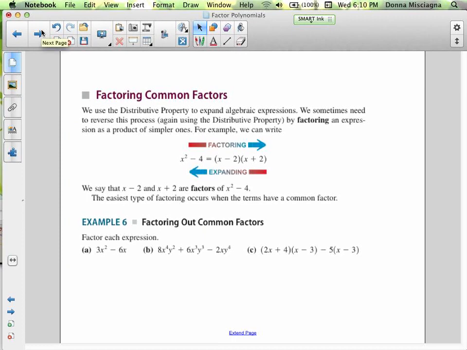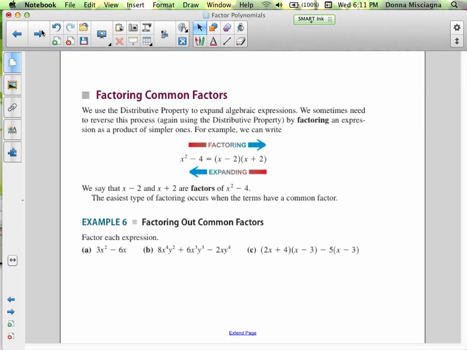So factoring common factors, we use the distributive property to expand algebraic expressions. We sometimes need to reverse this process, again using the distributive property, by factoring an expression as a product of simpler ones. So for instance, x squared minus 4, if we are factoring, we can factor that into x minus 2 times x plus 2. If we are expanding, we can multiply those two binomials and we would get the difference of squares, x squared minus 4. So we say that x minus 2 and x plus 2 are factors of x squared minus 4.